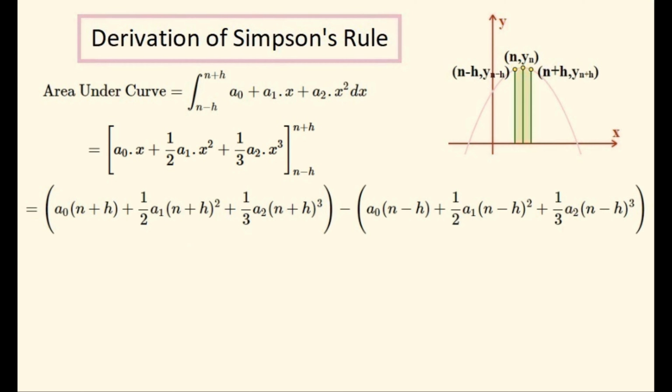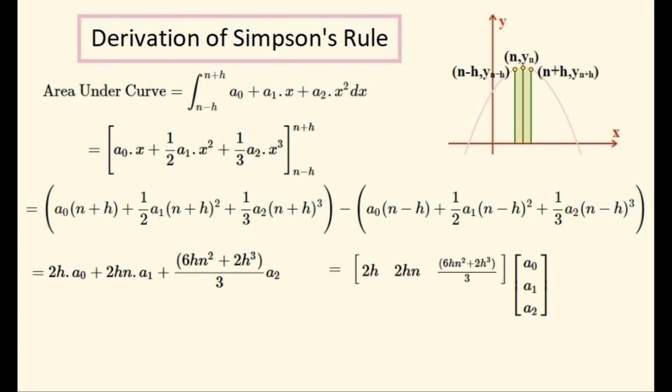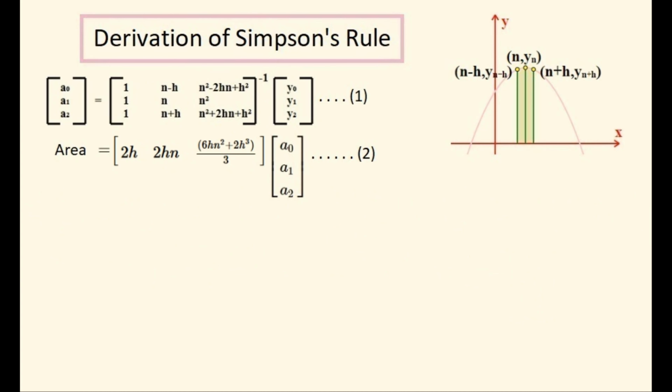And then we substitute all of the values in for x. And then we expand and simplify this polynomial expression. And so we can rewrite this expression as this vector equation. And so we have these two matrix equations, which we must solve to find the area only in terms of the heights y0, y1 and y2, and without knowing the parabola coefficients a0, a1 and a2.